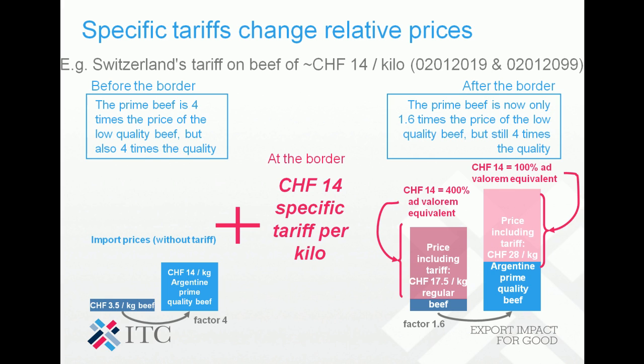Comparing the after-border prices directly, we observe now that after the tariff is paid, the high-quality beef is only 1.6 times the price, but is still 4 times the quality. Thus, the specific tariffs change the relative prices of differently priced products of the same HS code.